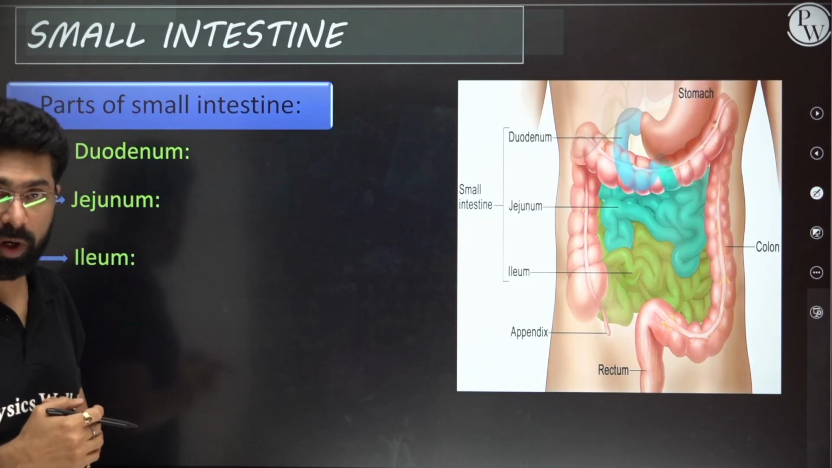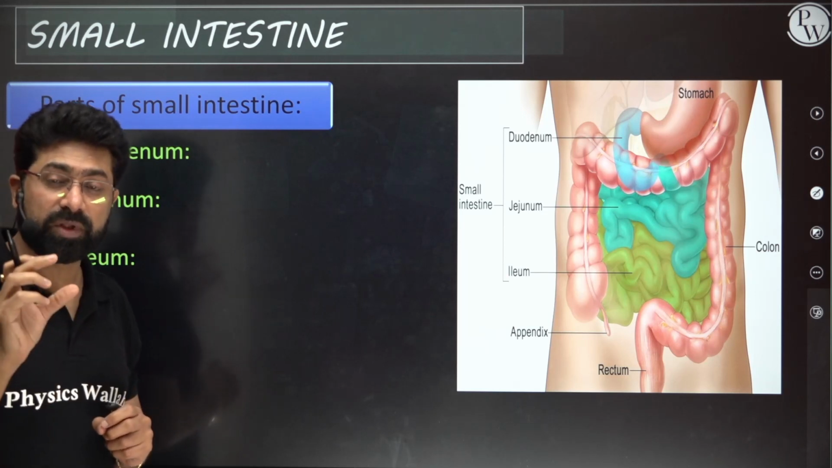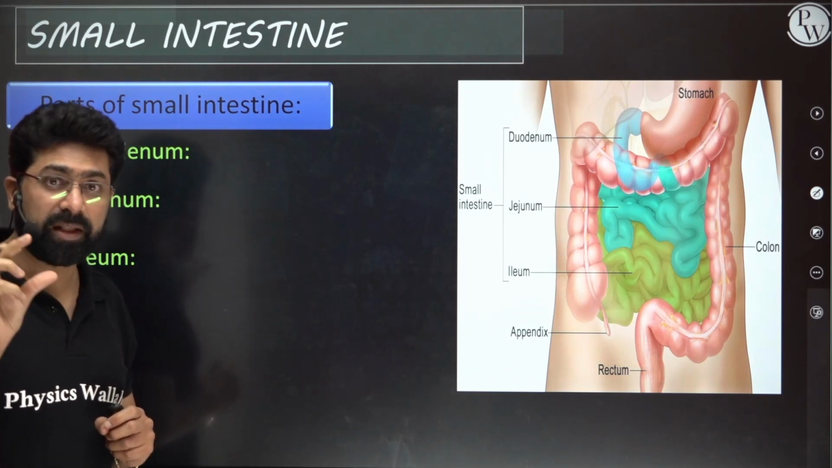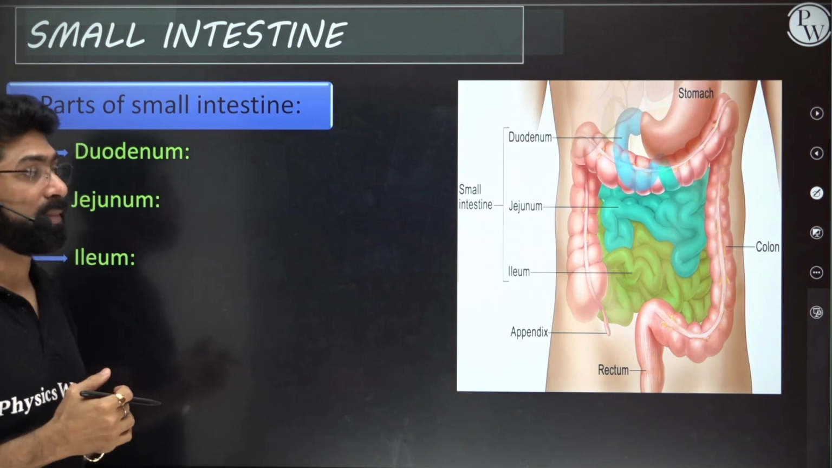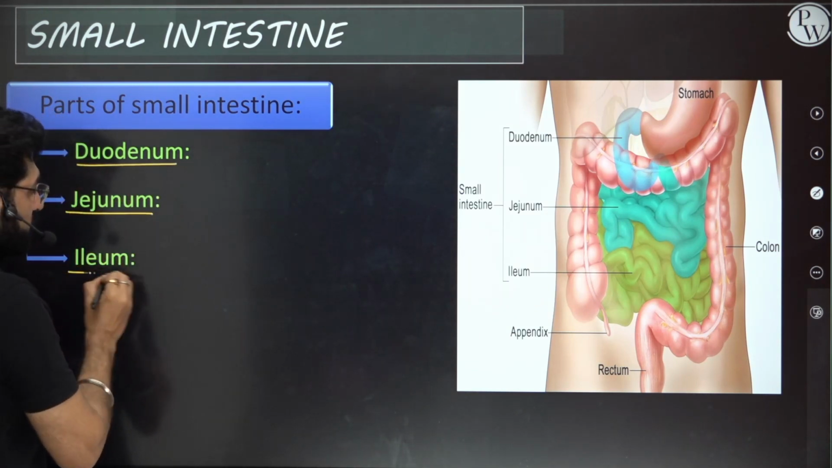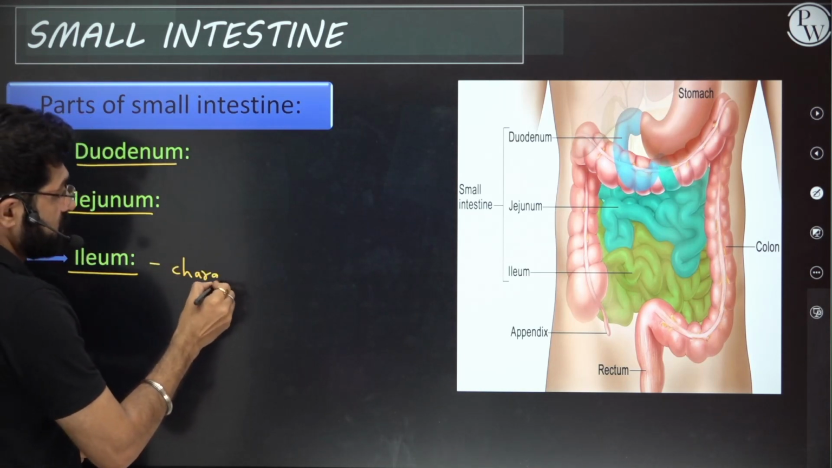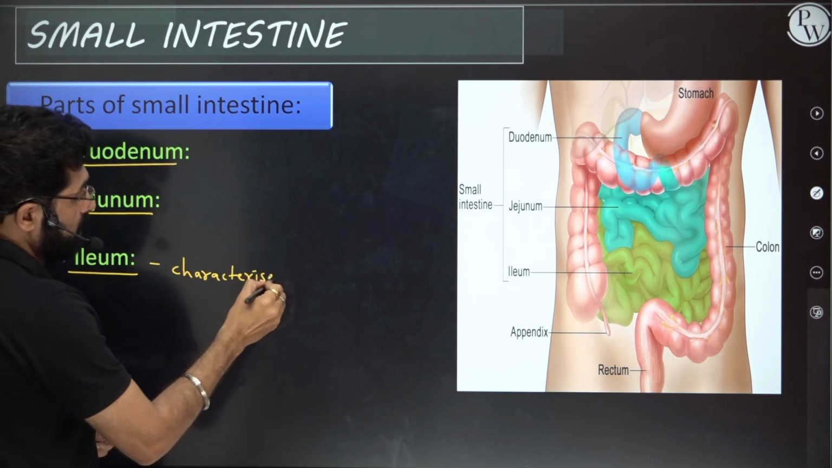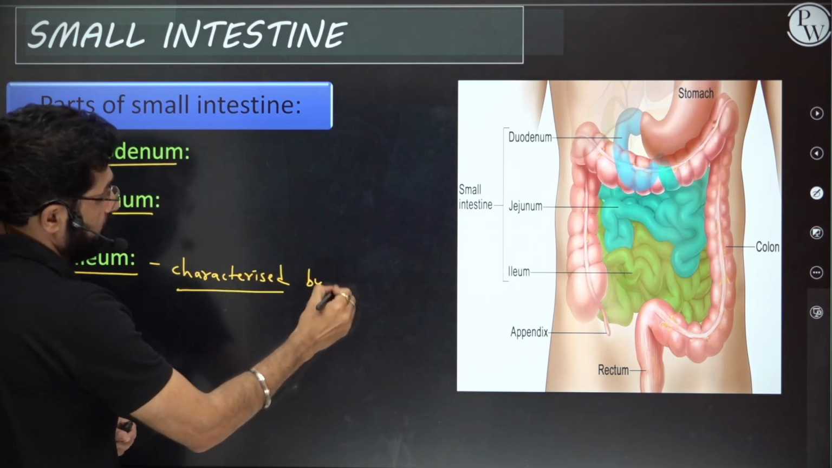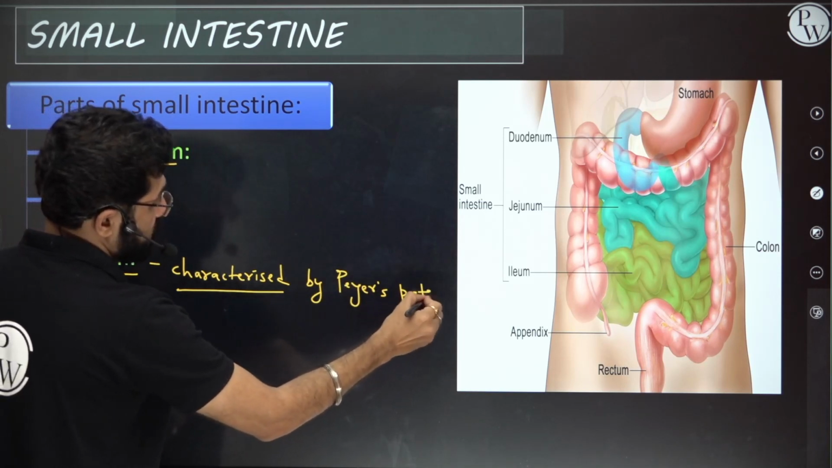Let's talk about the small intestine. The small intestine is called small because of its smaller diameter than the large intestine. It has three major parts. One is the duodenum, next is the jejunum, and third is the ileum. The ileum is characterized by Peyer's patches.